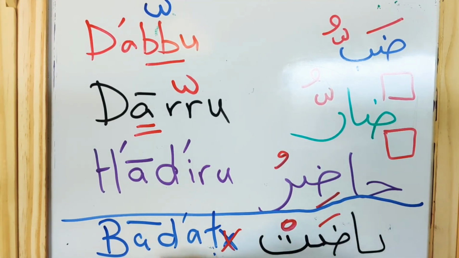X indicating that we use sukoon. Badat means she gave eggs. It's used with chickens when they give eggs. Badat. The chicken badat, الدجاجة. She gave eggs. Okay.